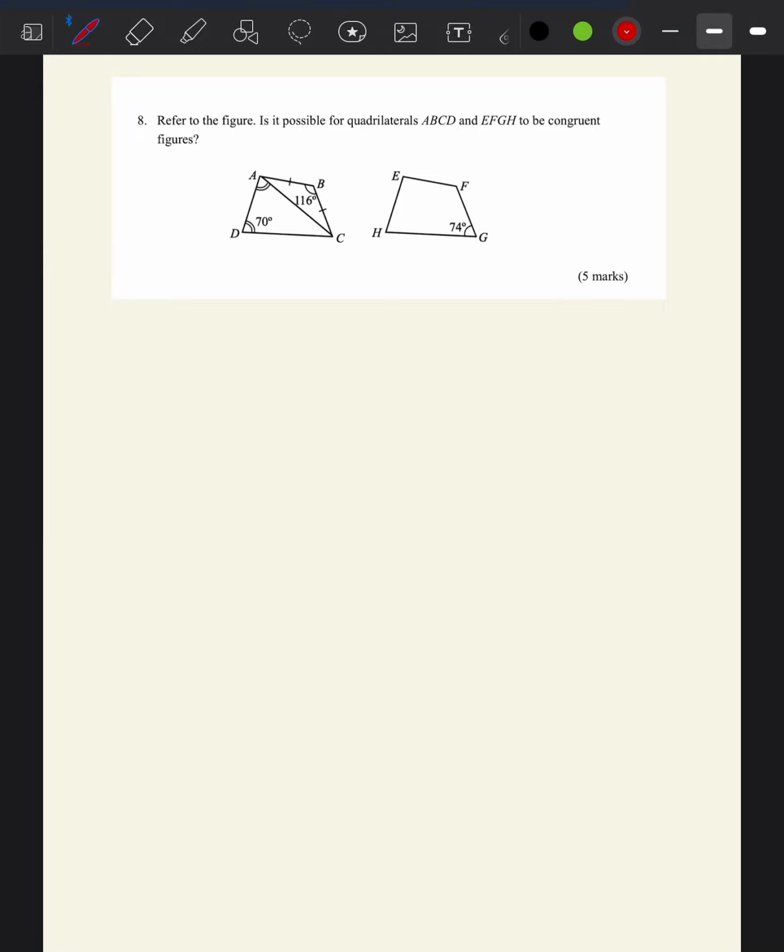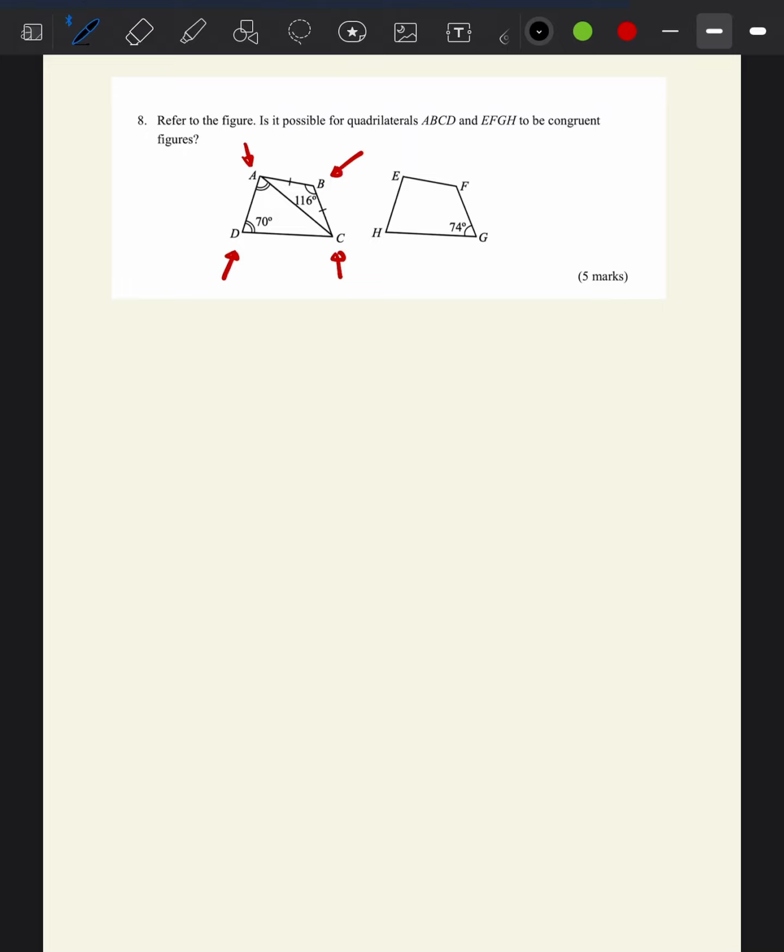So when I say all angles, it means that your angle ADC, DCB, CBA, and BAD. So all 4 of them, you have to show it. So once you show that none of them are equal to 74, then you can say that it cannot be a congruent figure. Or if you can show me that one of them is 74, then it can be congruent figures. So let's have a look at it.